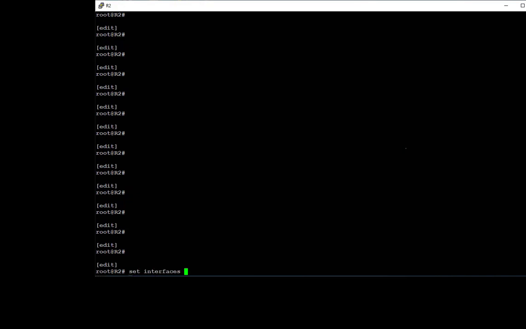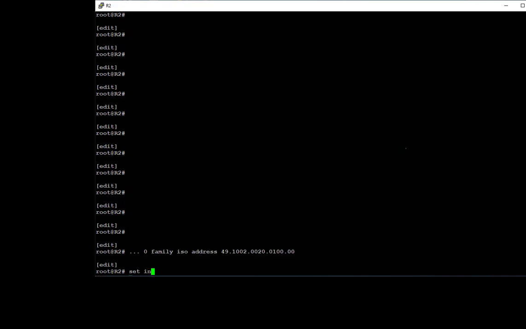First, let's take a look at the config of R2. First of all, we're going to configure the NET address on the loopback 0 interface. The command to set the NET address in Junos is that we define family ISO, followed by the address, and we'll define the NET address for that router.